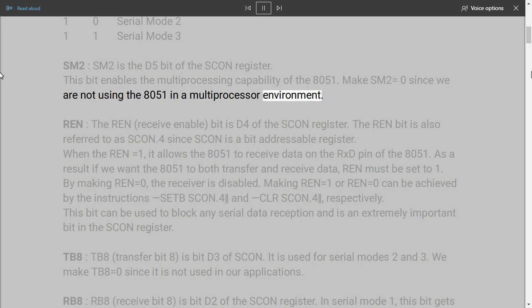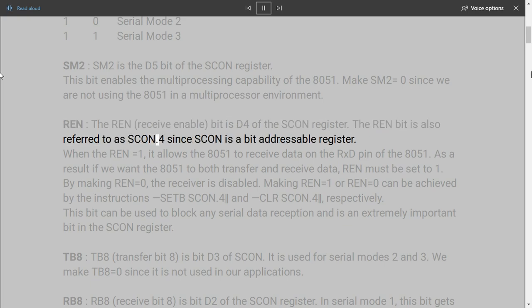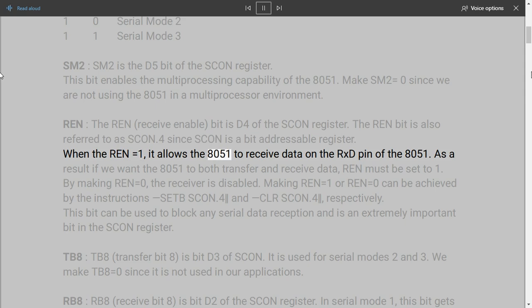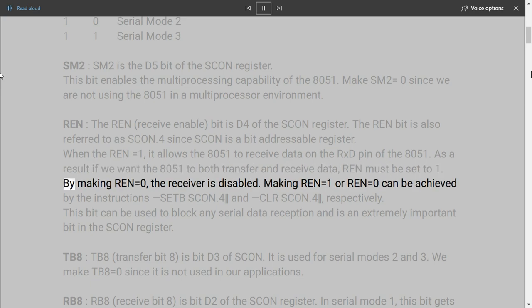REN, receive enable, bit is D4 of the SCON register. The REN bit is also referred to as SCON.4 since SCON is a bit addressable register. When REN equals 1, it allows the 8051 to receive data on the RxD pin of the 8051. As a result, if we want the 8051 to both transfer and receive data, REN must be set to 1. By making REN equal to 0, the receiver is disabled.